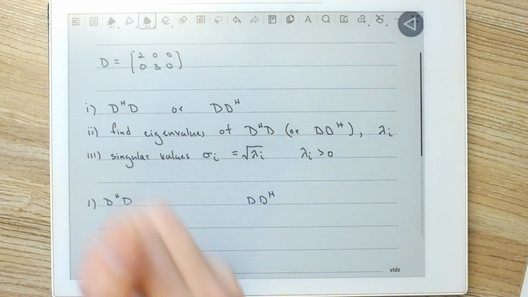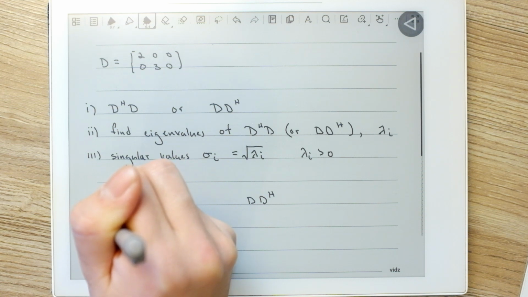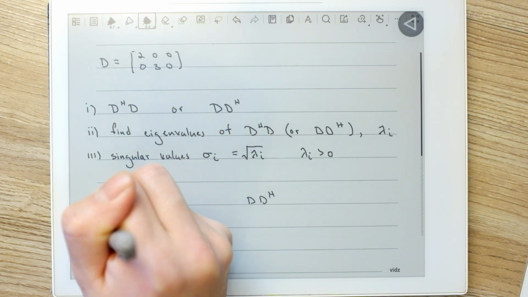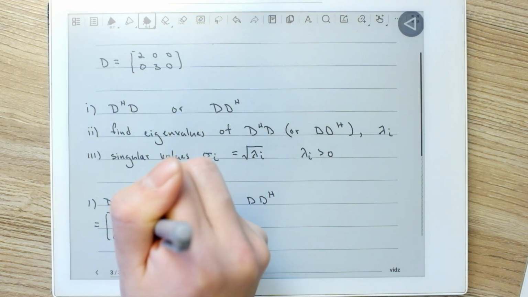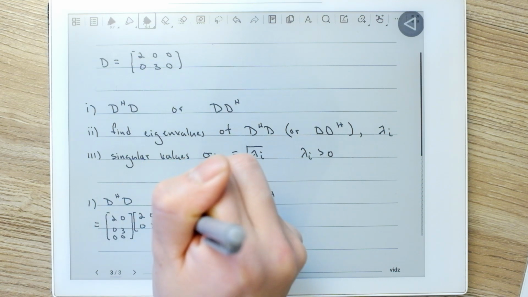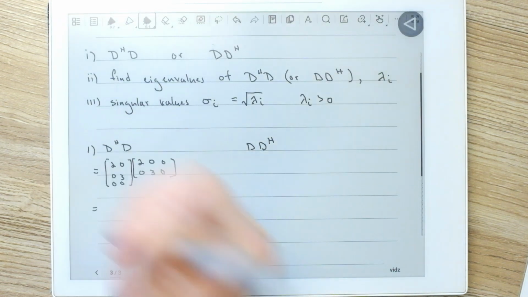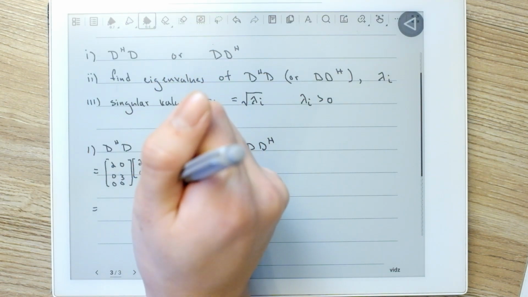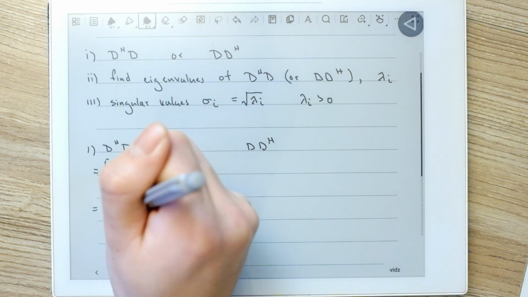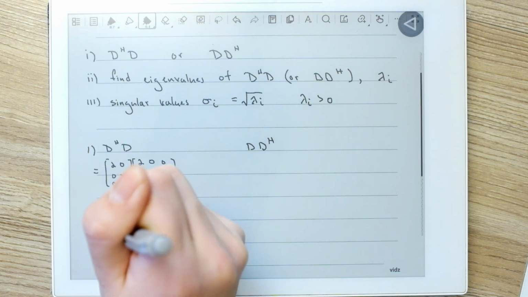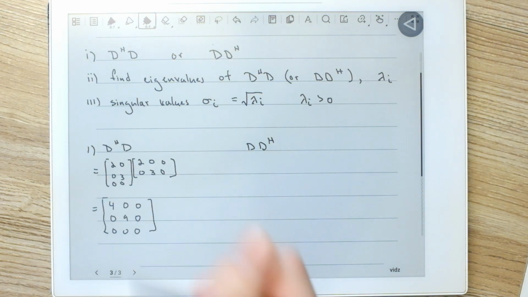Okay, starting with D^H D, let's take the transpose of this matrix. So this is 2, 0, 0, 3, 0, 0. And the transpose multiplies our original matrix, 2, 0, 0, 0, 3, 0. If we do the matrix multiplication row by column, this gives us 4, 0, 0, and then 0, 9, 0, 0, 0, 0. Okay, so we have a 3 by 3 matrix.